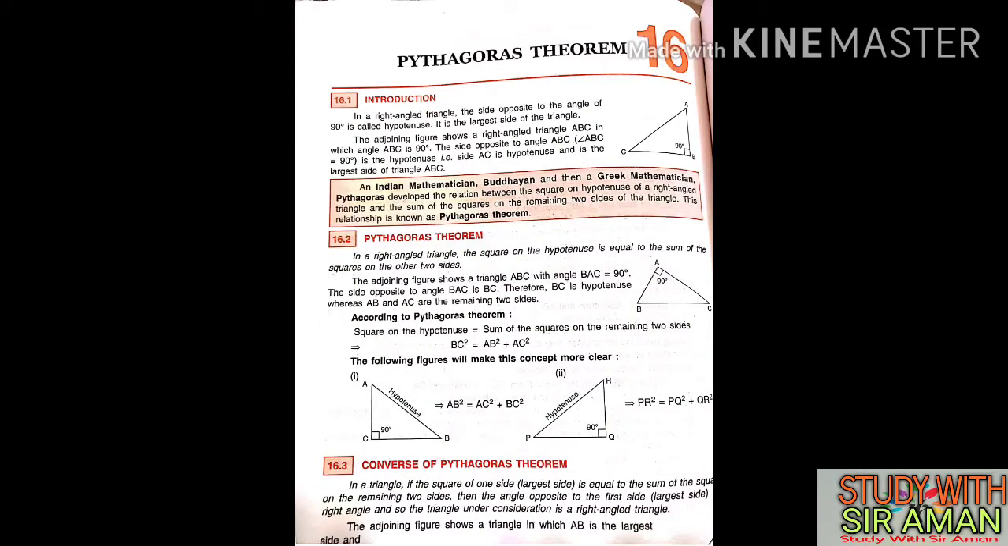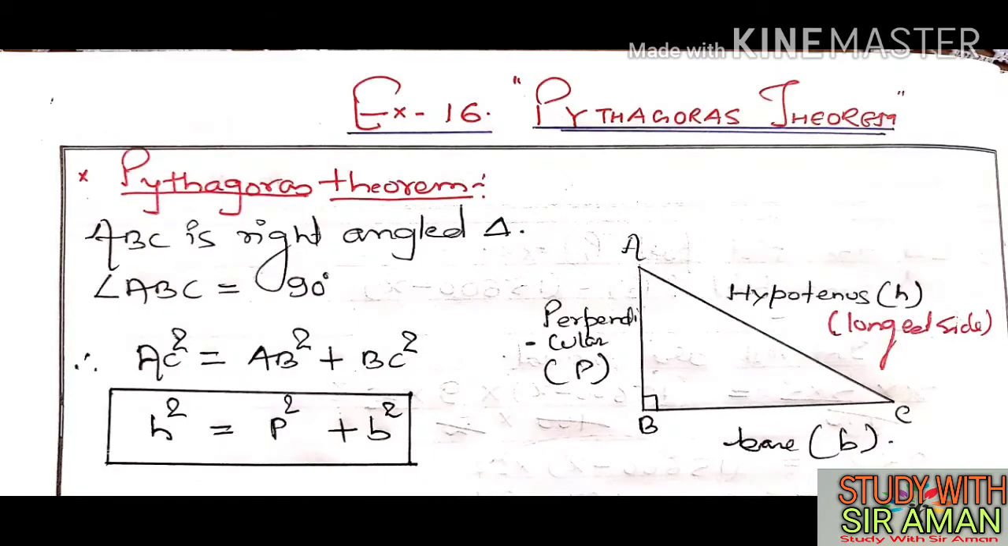Today we are going to start a new chapter, Pythagoras theorem. Okay, so check the Pythagoras theorem at first, try to understand, then we will start the exercise. Let us see. What is Pythagoras theorem? Pythagoras theorem is fully based on right angle triangle.